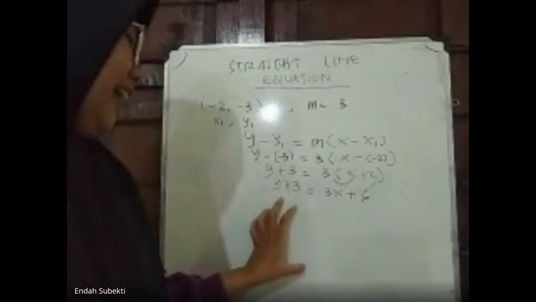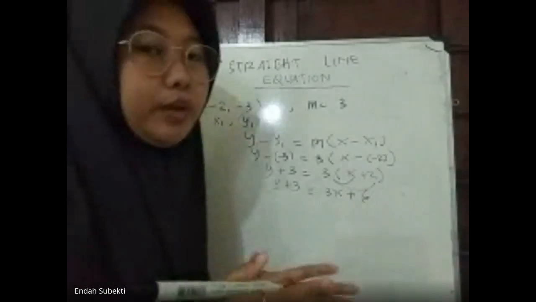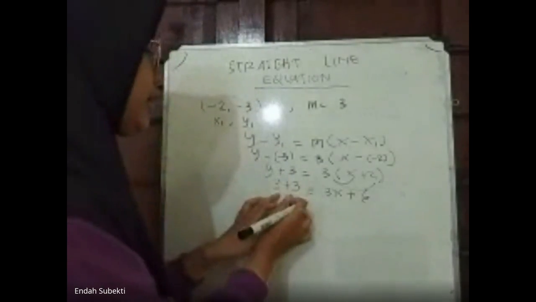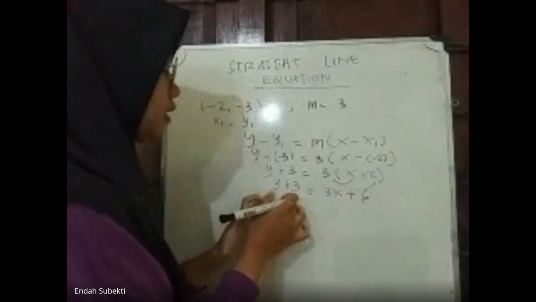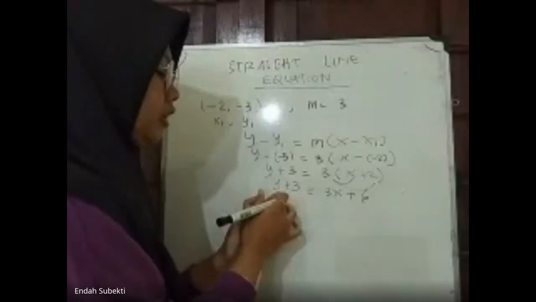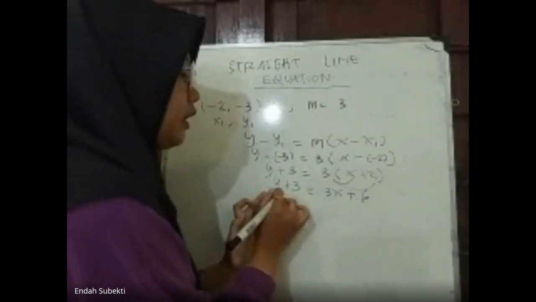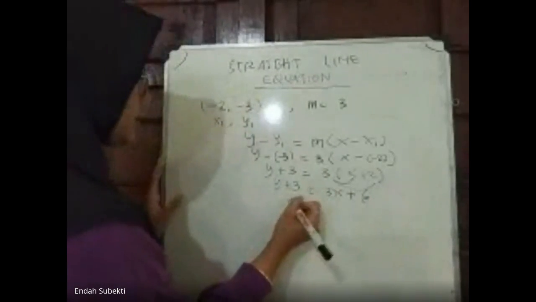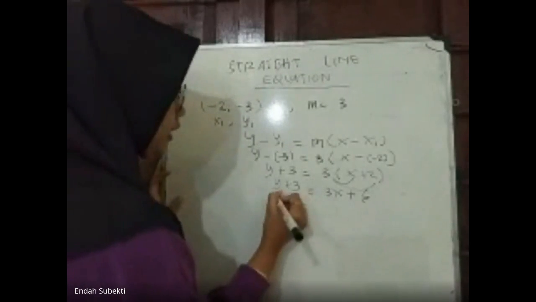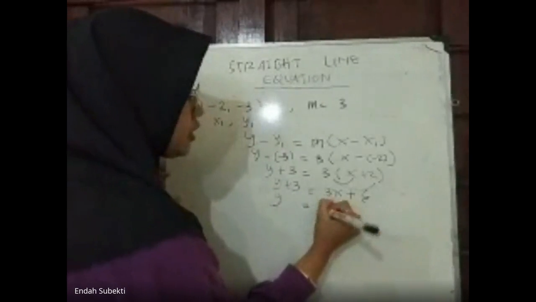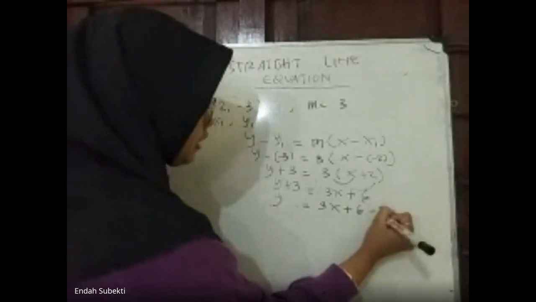Next, the equation, because we are going to find the equation with a form y, we can subtract 3 because the constant beside y is 3. So we can subtract the line equation with the constant 3. Y plus 3 minus 3 is y equal 3x plus 6 minus 3.